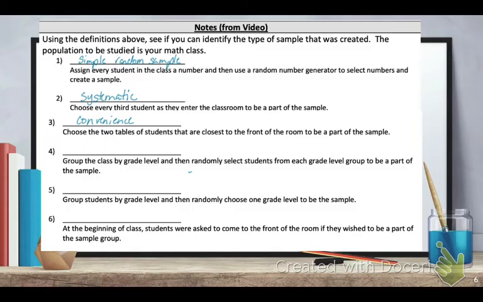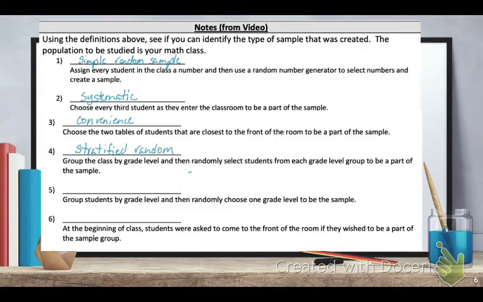Number 4, group the class by grade level and then randomly select students from each grade level to be a part of the sample. So notice first we're grouping, so this will be a stratified study, and then randomly selecting, so this will be a stratified random sampling, which is nearly as good as a simple random sample to give all members of the population an equal chance of being chosen.